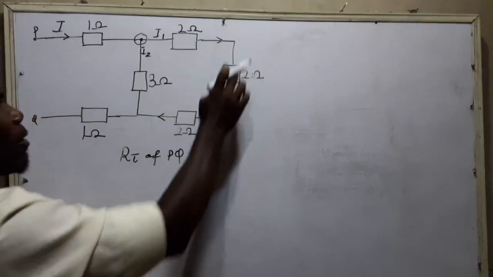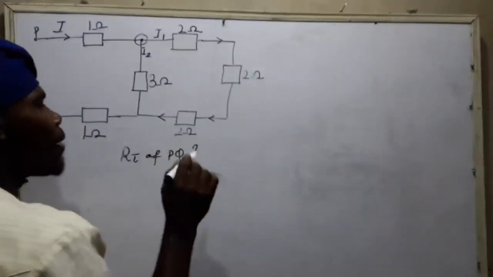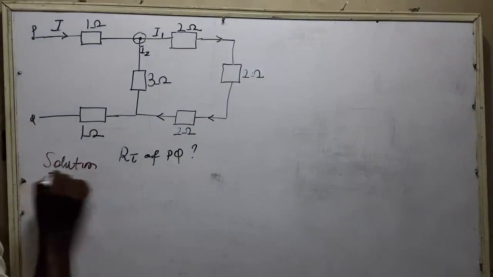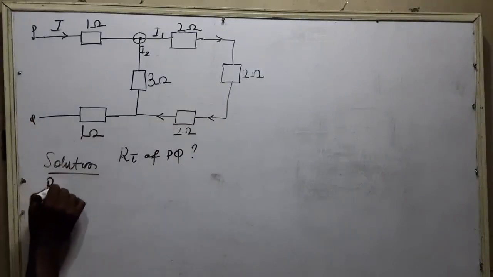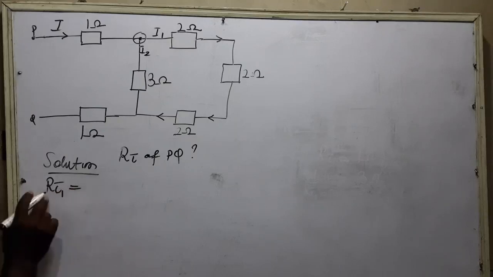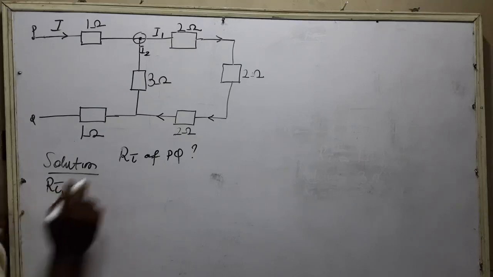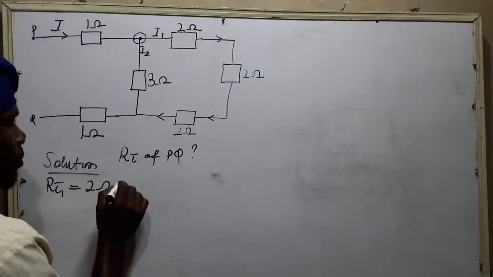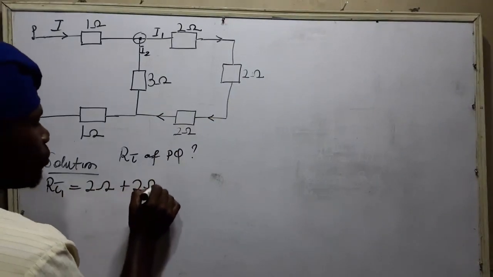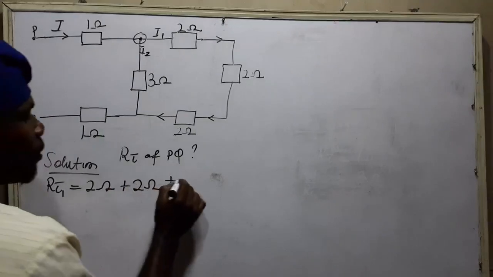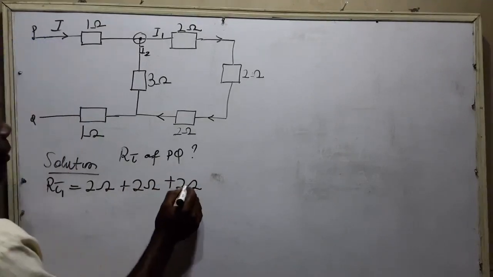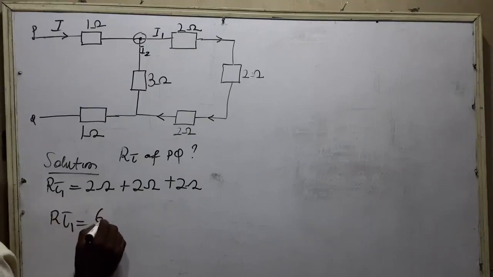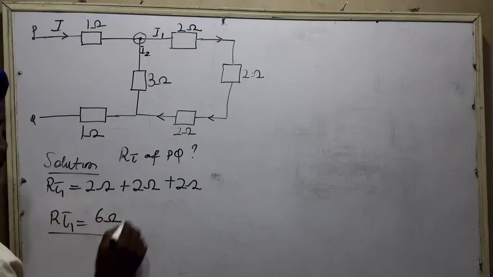So the sum of this, let's represent it by R total 1. R total 1 will be the sum of 2 ohms plus 2 ohms plus 2 ohms. So now R total 1 will be 6 ohms.